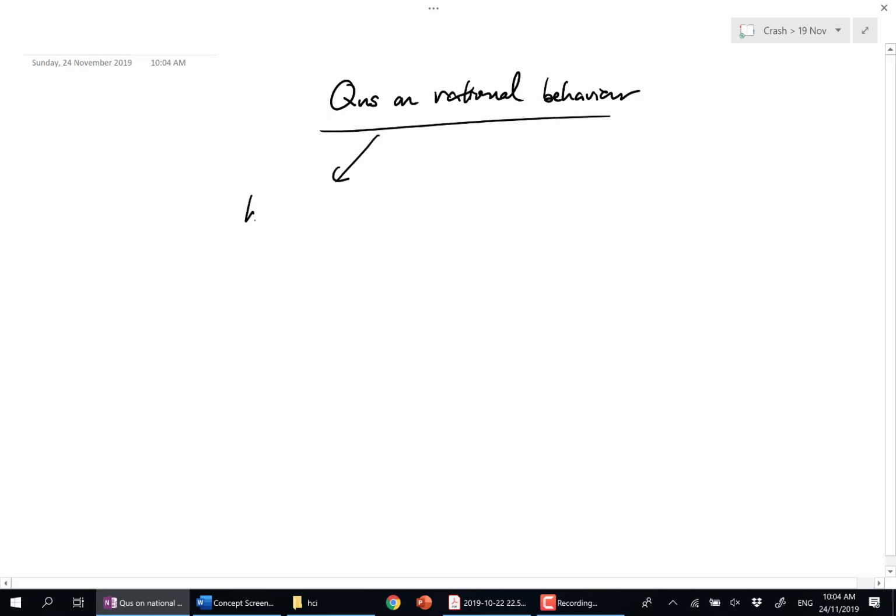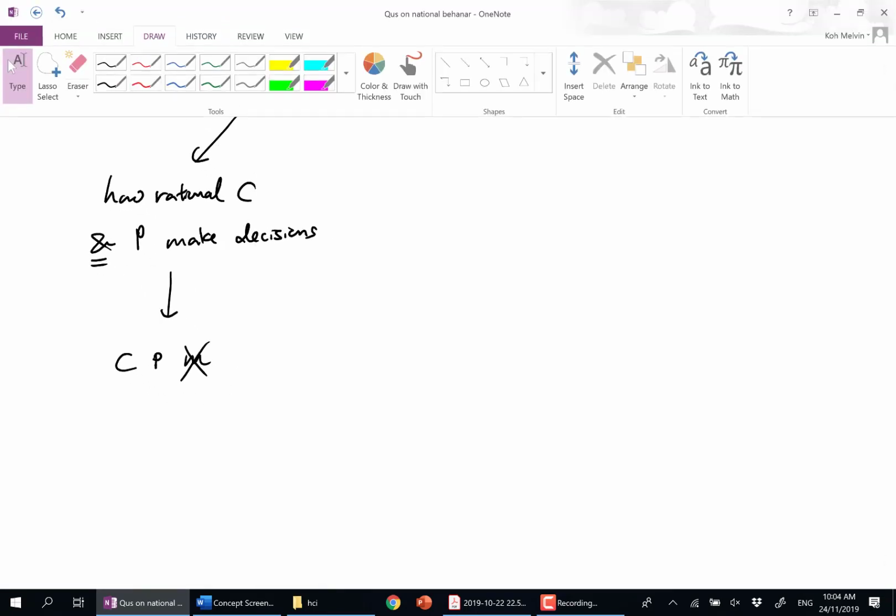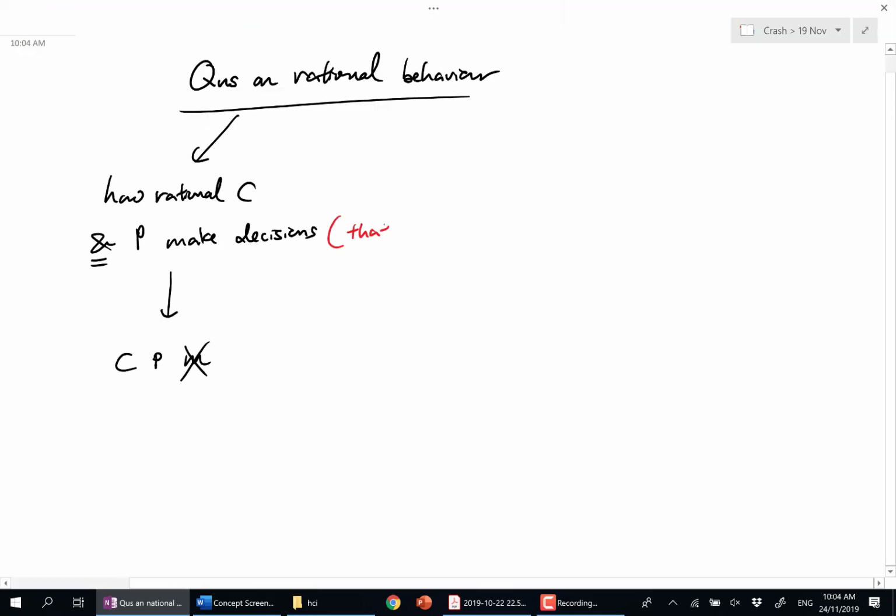You may have this one where they ask you how rational consumers and producers make decisions. Okay, so when they ask you how rational consumers and producers make decisions, the key thing is they had the word "and" in there. We use CP, no M, because they didn't ask you how it helps in resource allocation. But if they ask you how they make decisions that help resource allocation, then of course it's CPM.